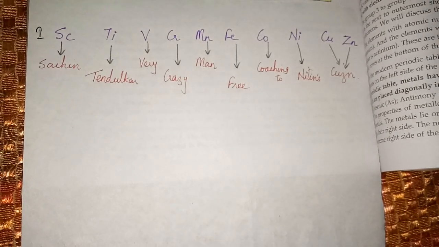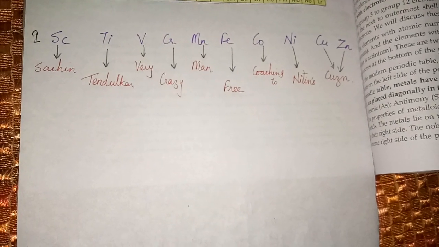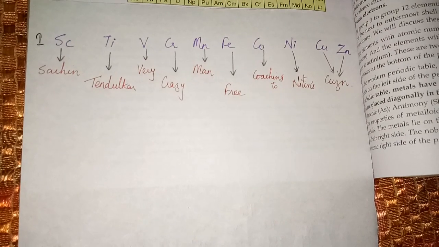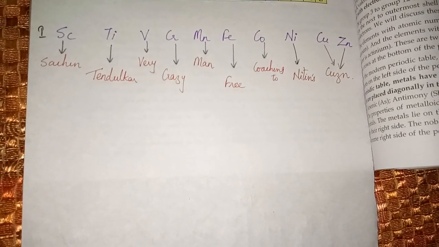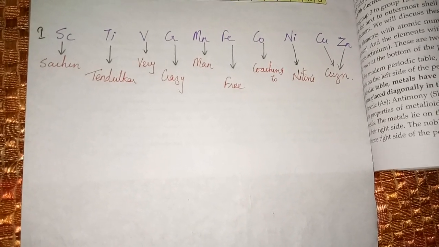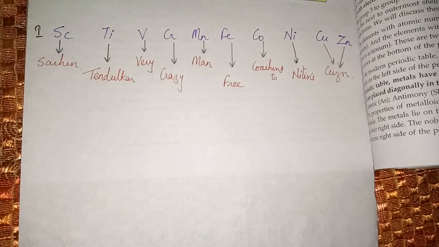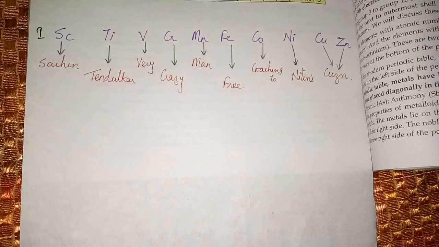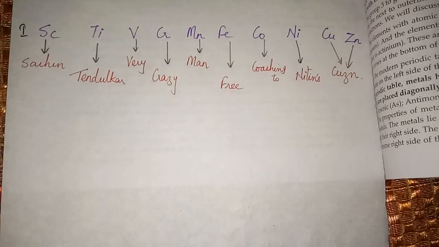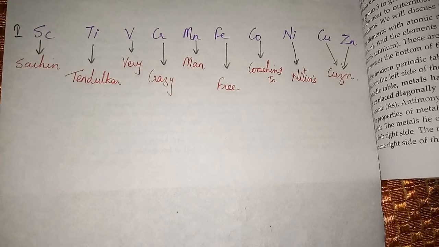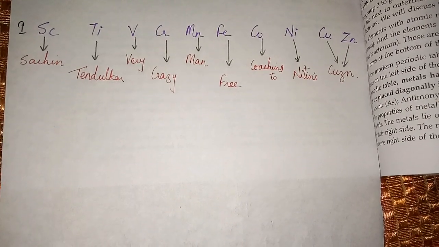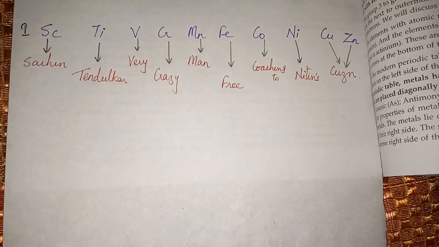As I have explained in my previous videos, in order to learn these mnemonics, first of all you should be very confident in your elemental names. You should know which element is represented by which symbol. Clear? So the first series goes: Sachin Tendulkar, very crazy man, free coaching to Nitin's cousin. I repeat, Sachin Tendulkar, very crazy man, free coaching to Nitin's cousin. You can pause the video and write these mnemonics and then learn them.